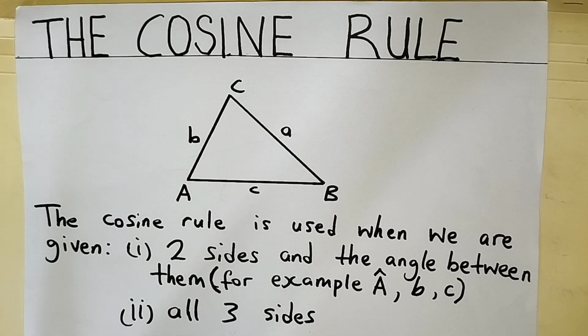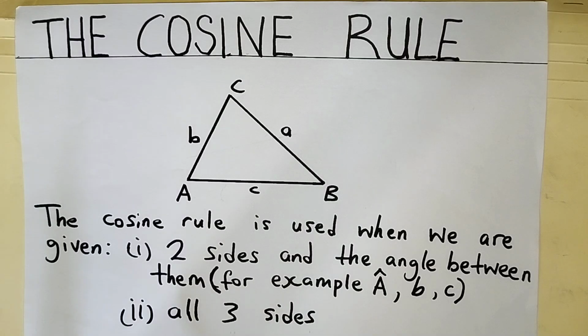In this video, we are looking at the cosine rule. The cosine rule is mainly used for solving triangles which are not right-angled triangles. For us to use the cosine rule to solve a triangle, we must be given either two sides and the angle between them. For example, you might be given angle A in the triangle and side length b and side length c. So angle A will be in between side length b and c.